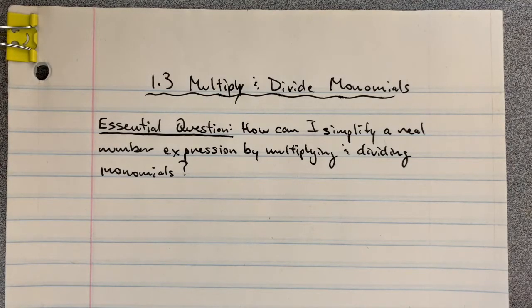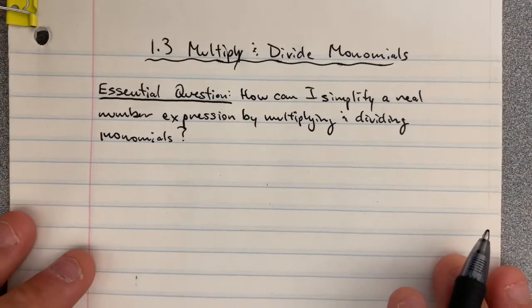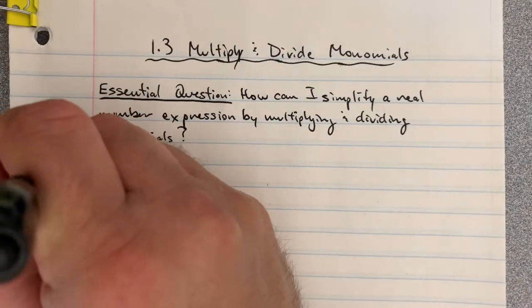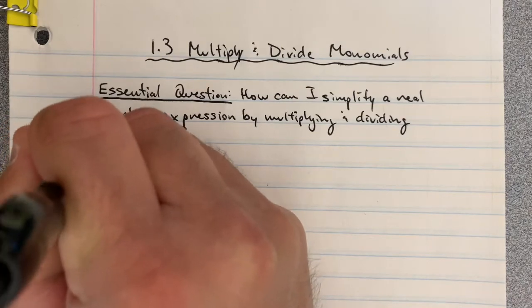Okay, folks, today we are going to multiply and divide monomials. Our essential question is, how can I simplify a real number expression by multiplying and dividing monomials? So the very first thing that we probably should do here is just define that term monomial.